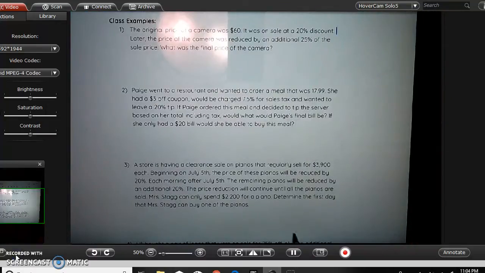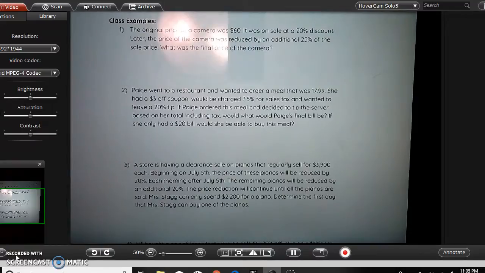My second problem, if I can get out of the glare there, is that Paige went to a restaurant and she wanted to order a meal that was $17.99. She had a $3 off coupon, would be charged 7.5% for sales tax, and wanted to leave a 20% tip. And at this point, you're like, holy cow, there's a lot going on there. So let's see if we can't just get that part written down.